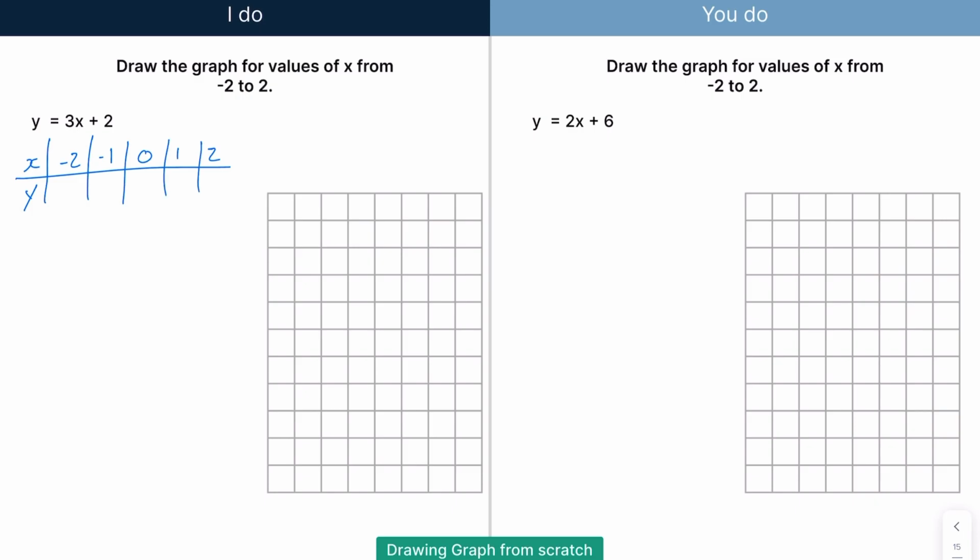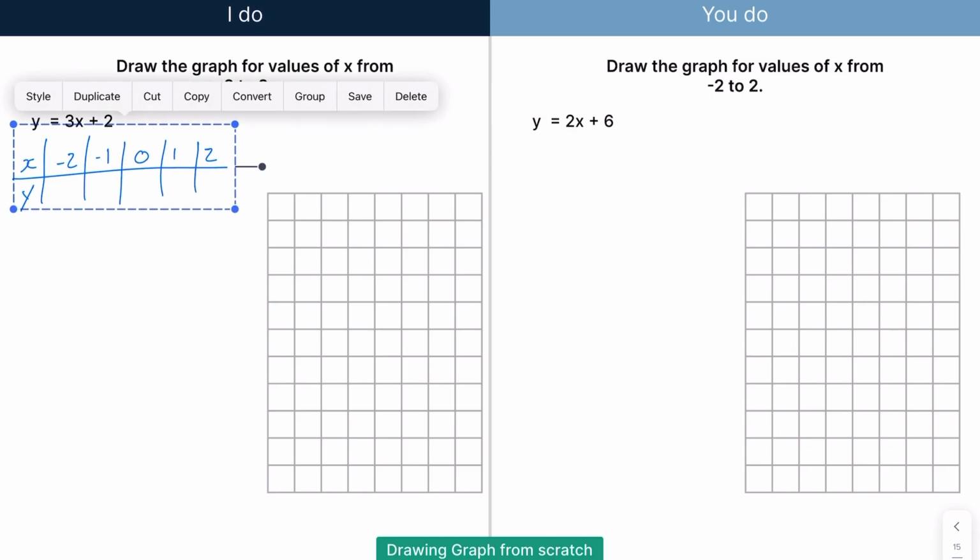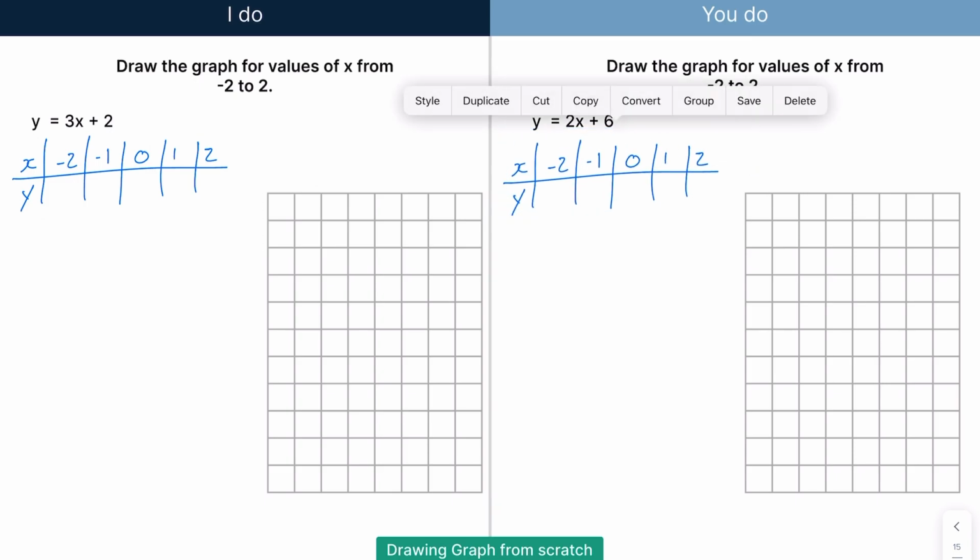And in fact, just to save us a bit of time, I'm just going to copy this to the other side as well. So if I duplicate that, I can put that there. So it saves me a bit of time when I get to that side. So with this, again, substitute the values in. So that will give us minus 6 plus 2, which is minus 4, minus 1, 2, 5, and 8. And now it's just a case of plotting it.